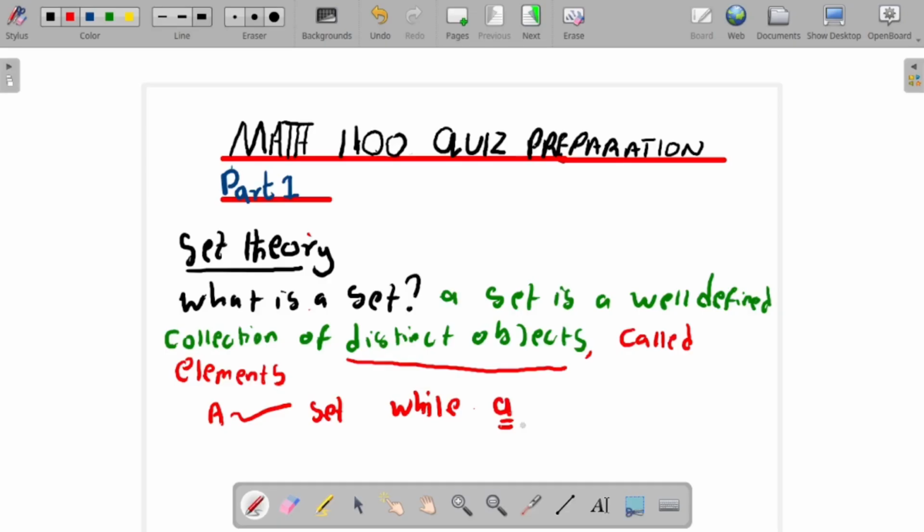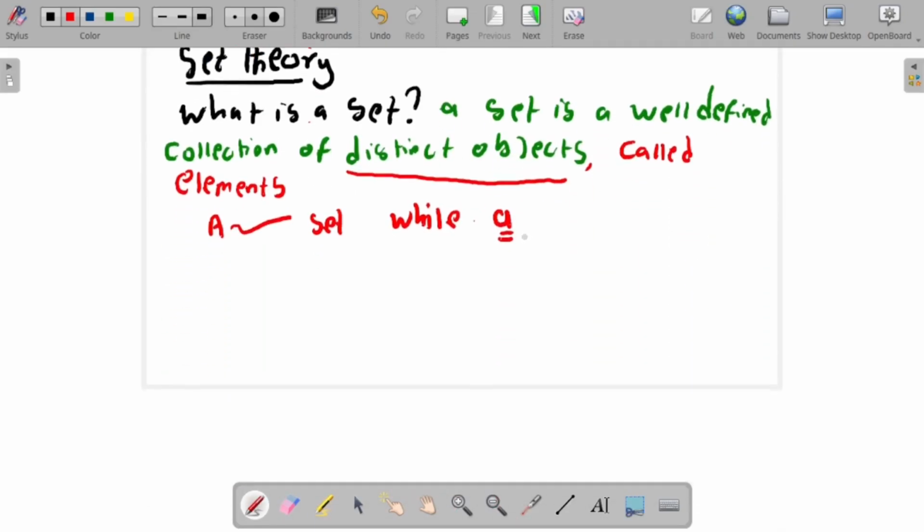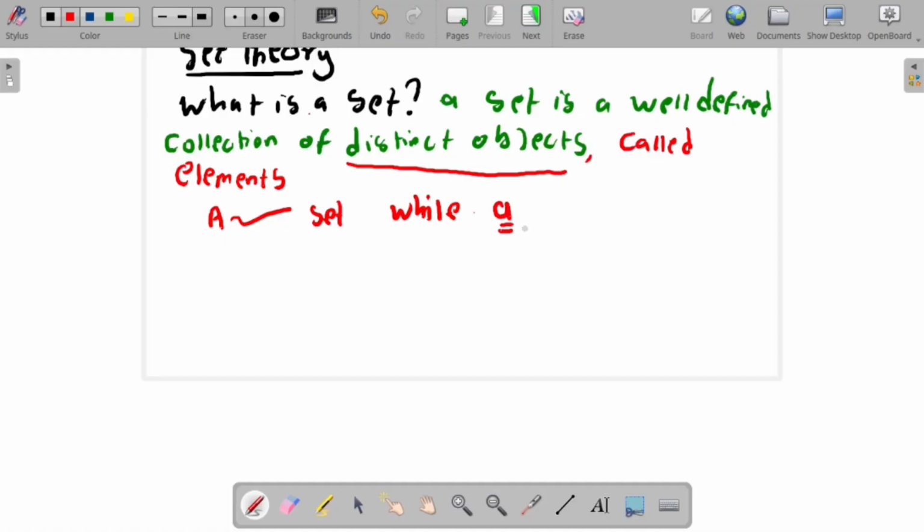So now, in set theory, without wasting much of your time, since you're preparing for a quiz, we're just going to look at the set operations. The first set operation that we're going to look at is basically the union.